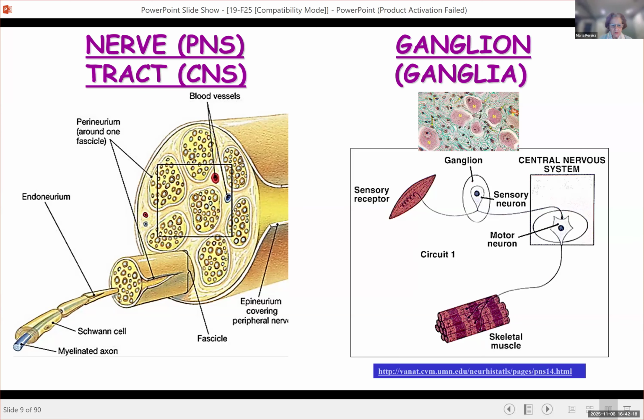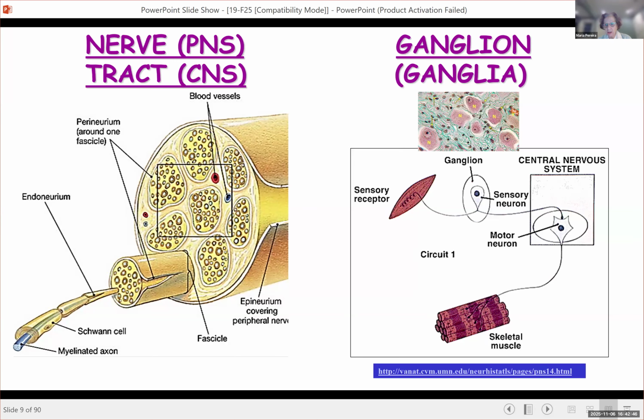So here you see the epineurium that envelops either a nerve or a tract. So you have the same layers, those three same layers of connective tissue, either around a nerve or a tract. Then you have the perineurium around a bundle of axons, and then around each axon you have the endoneurium.